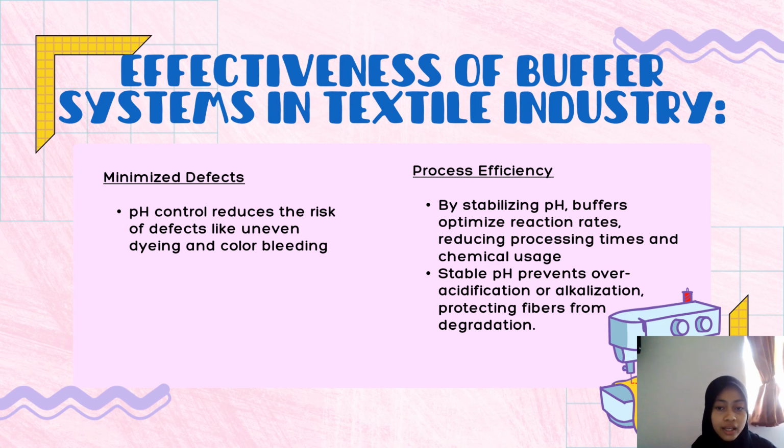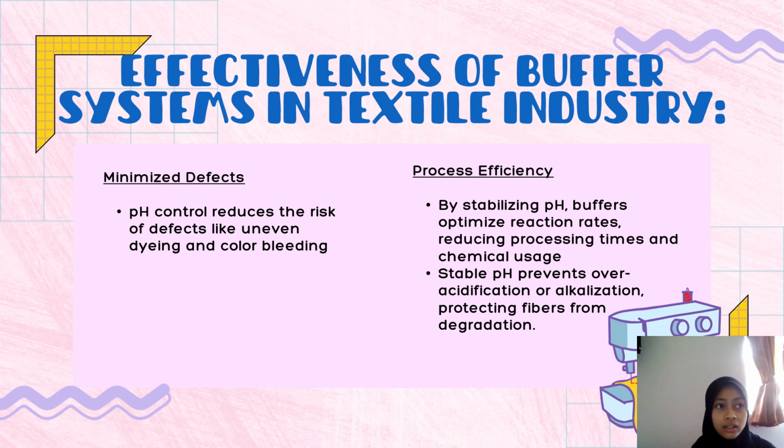Okay, next one is process efficiency. By stabilizing pH, buffers optimize reaction rates, reducing processing times and chemical usage. Okay, why do we need to stabilize the pH during the process? It is to protect the fabric integrity, which is to avoid fiber damage. Basically, extreme pH levels, like too acidic or too alkaline, can degrade natural fibers like cotton, wool, or even silk. So this will reduce the fabric strength.